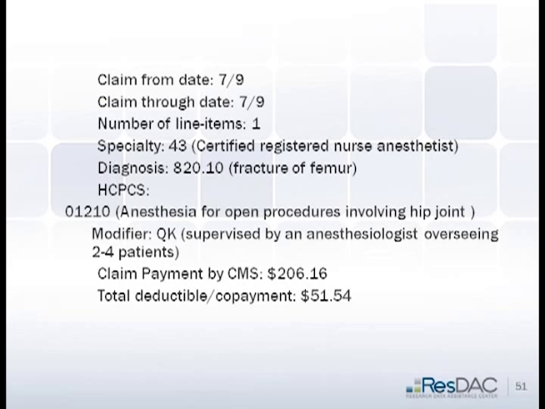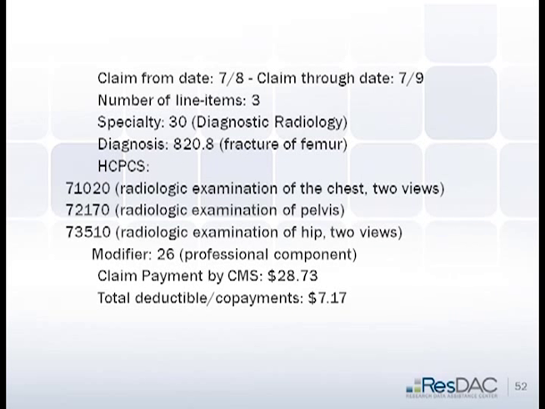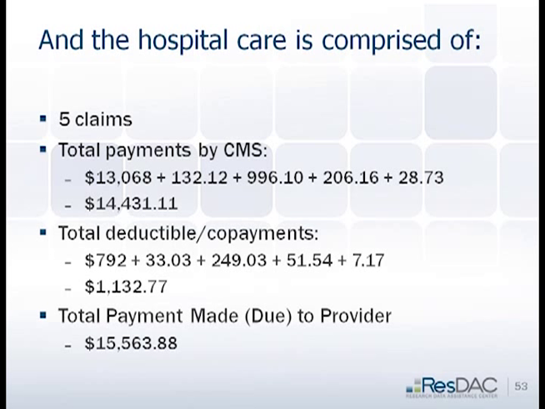nurse anesthesiologist. Again, she billed for her services with additional payments and co-pays and deductibles. And then we had a diagnostic radiology claim with a professional component in the modifier with a claim payment of $28, deductible, and so on and so forth. So that whole hospital care episode had 5 additional claims from the carrier file.